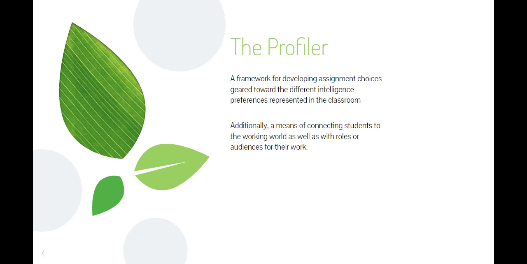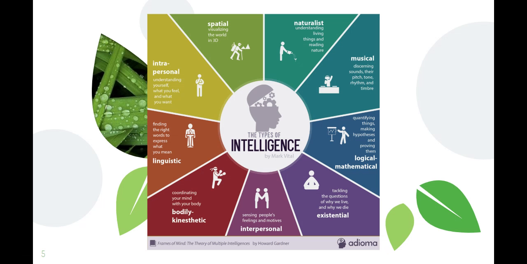The second section I have is the profiler. What the profiler does, it provides a framework for developing assignment choices geared towards the different intelligences, preferences represented in the classroom. Additionally, it's a means of connecting students to the working world as well as with roles or audiences for their work. So, what are the intelligence preferences?